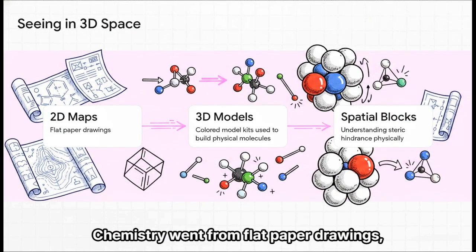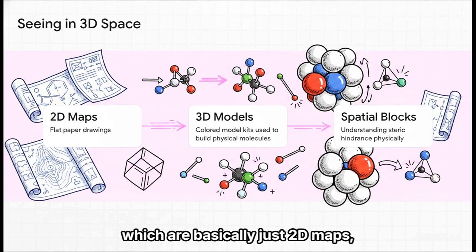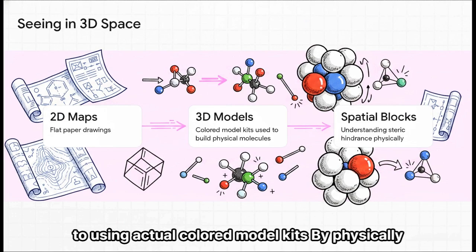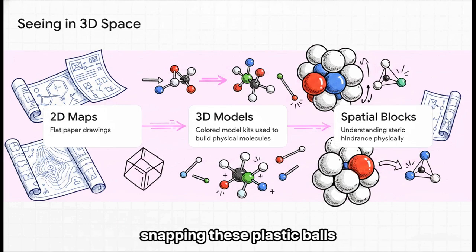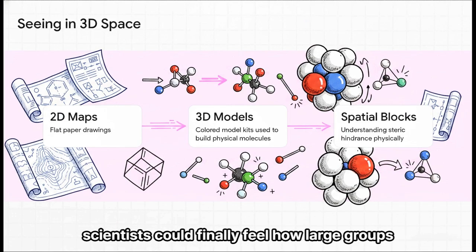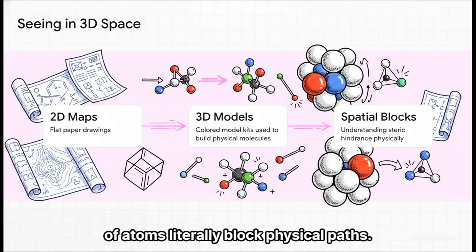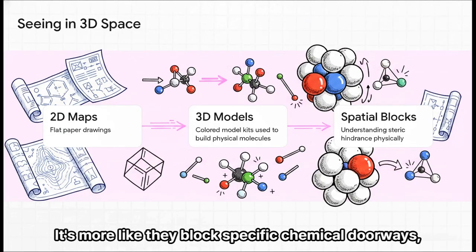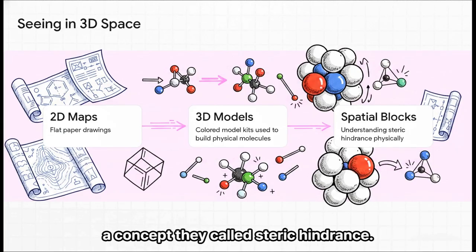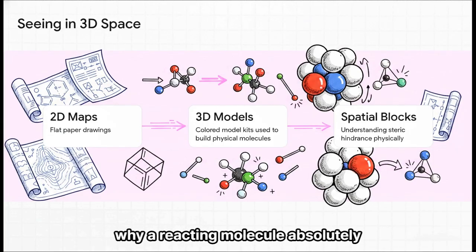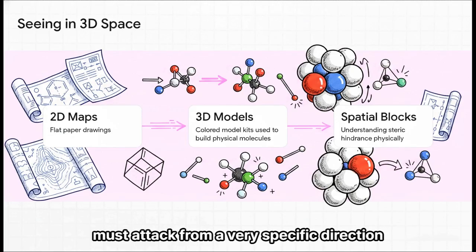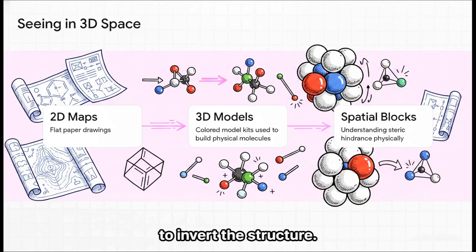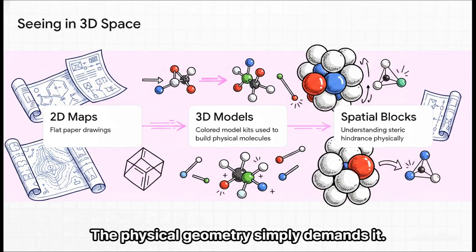Chemistry went from flat paper drawings, which are basically just 2D maps, to using actual colored model kits. By physically snapping these plastic balls together in 3D space, scientists could finally feel how large groups of atoms literally block specific chemical doorways, a concept they called steric hindrance. They saw with their own eyes why a reacting molecule absolutely must attack from a very specific direction to invert the structure. The physical geometry simply demands it.